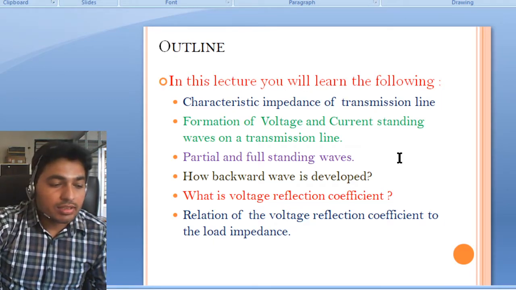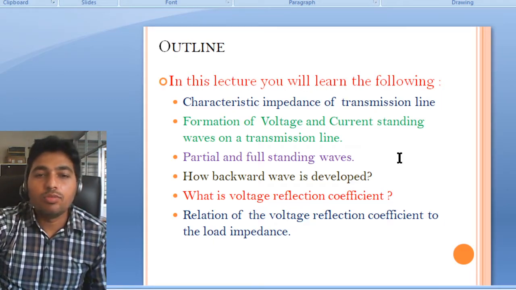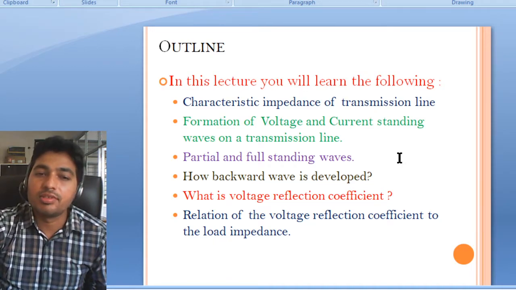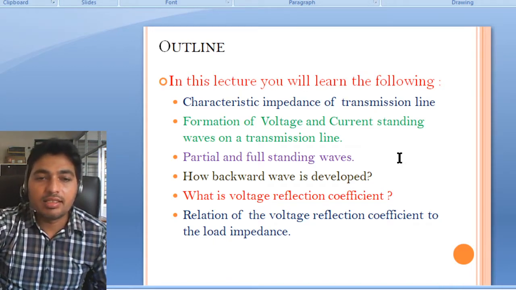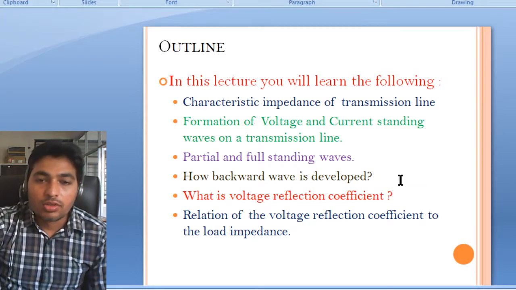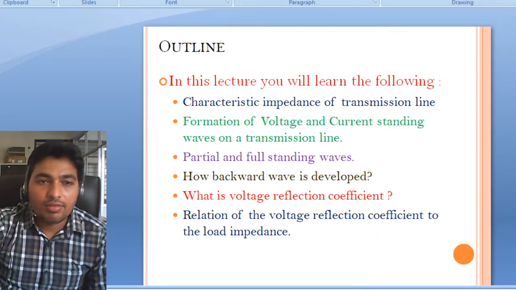Then we'll see the reason behind how the backward wave is developed, and then we'll define one coefficient that is called the voltage reflection coefficient, and we'll see some cases related to the voltage reflection coefficient. So we'll start our lecture.